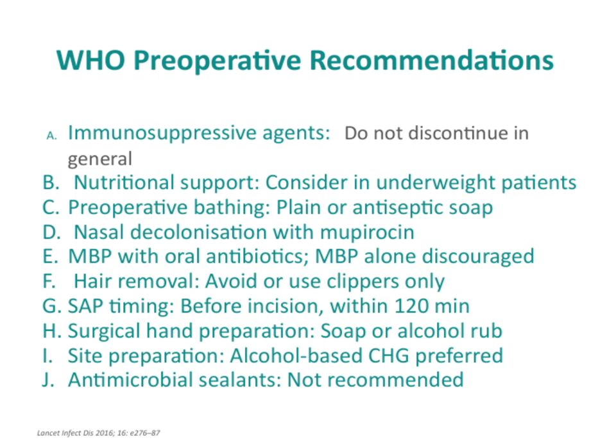For surgical hand preparation, either soap or an alcohol-based rub works well. The goal is to reduce skin flora effectively. When preparing the surgical site, alcohol-based chlorhexidine gluconate, or CHG, is preferred due to its superior antimicrobial activity. Lastly, the use of antimicrobial sealants is not recommended, as current evidence doesn't support their effectiveness in preventing infections. All these measures, when followed properly, contribute to reducing the risk of surgical site infections and improving patient outcomes.